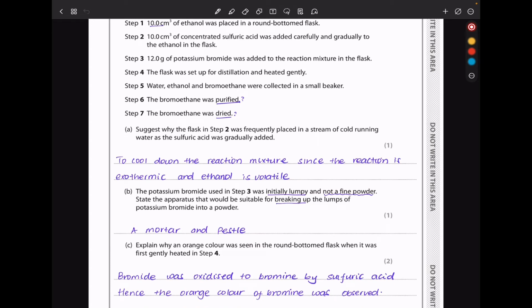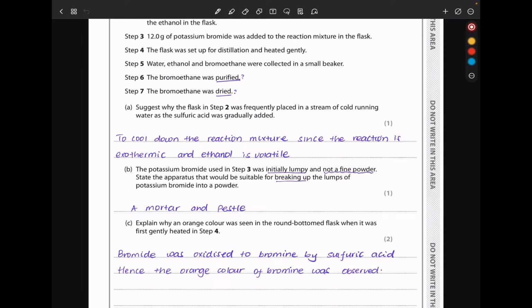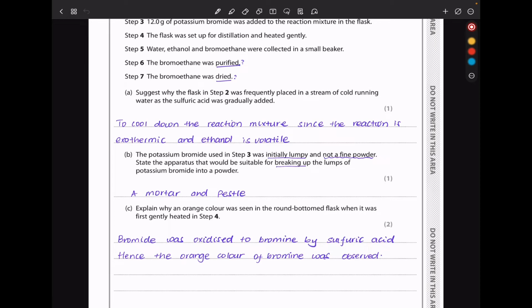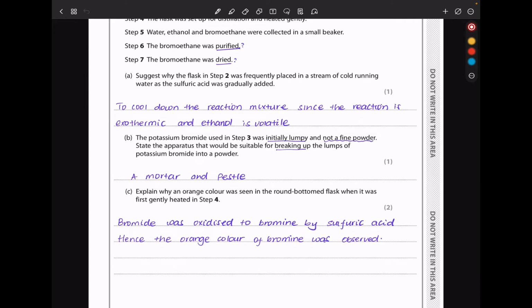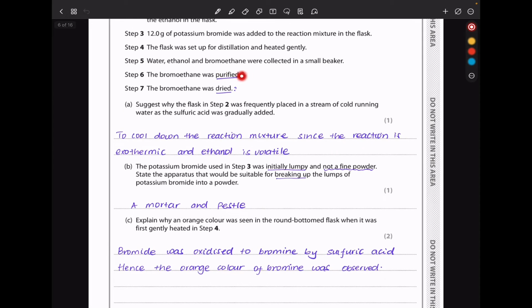In step 4, the flask was set up for distillation and heated gently. In step 5, water, ethanol, and bromoethane were collected in a small beaker. In step 6, the bromoethane was purified. And in step 7, bromoethane was dried. I put these question marks when I was reading this question because I knew they could ask how and how.